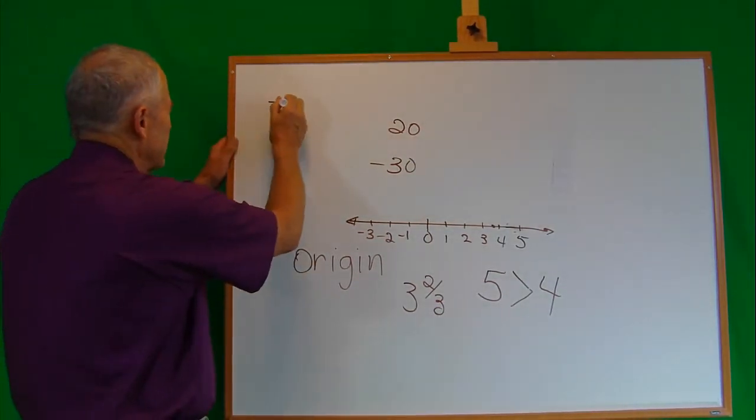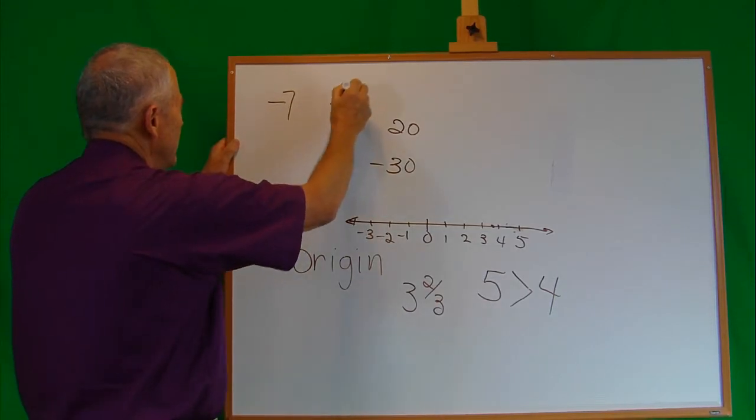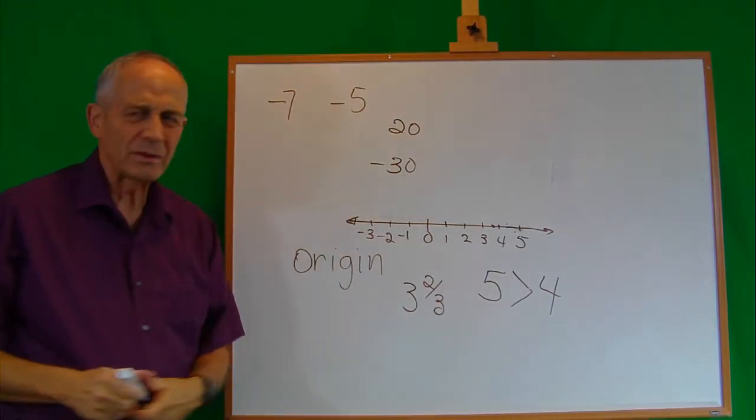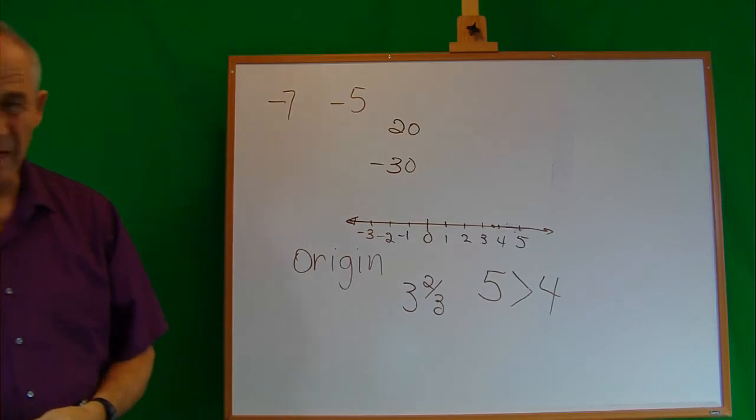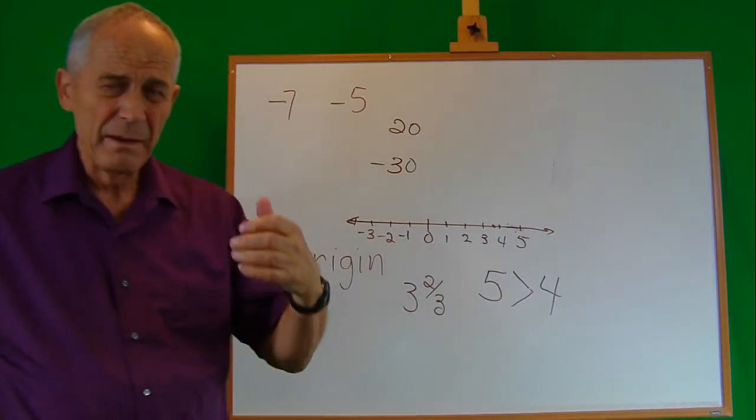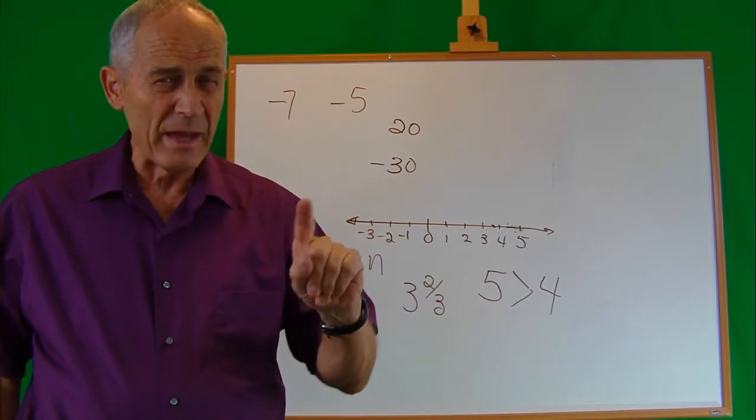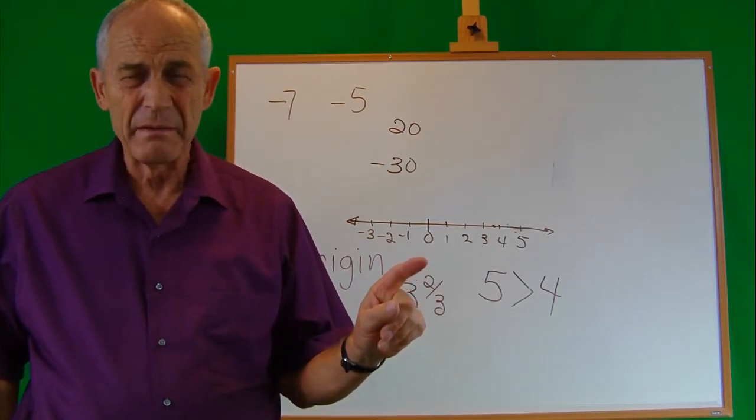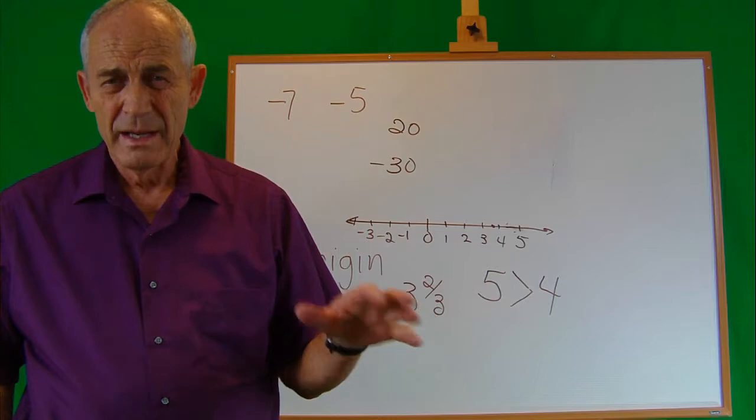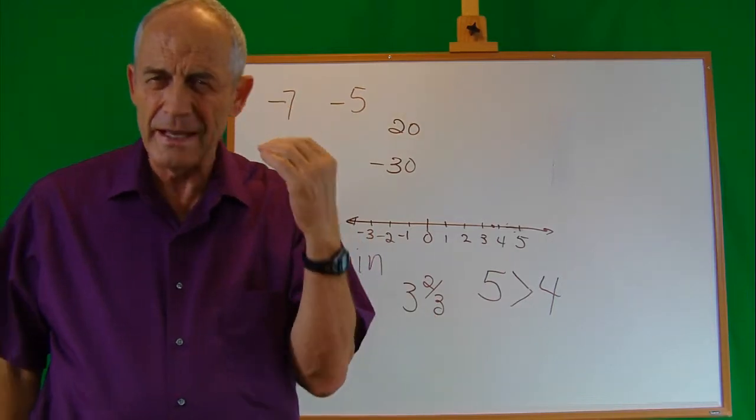And so when I ask this question, which of those two numbers is bigger, the -7 or -5, some people have a little problem with that because they look at that 7 and they know that 7 is definitely bigger than the 5 is. And so they have a hard time getting that straight.